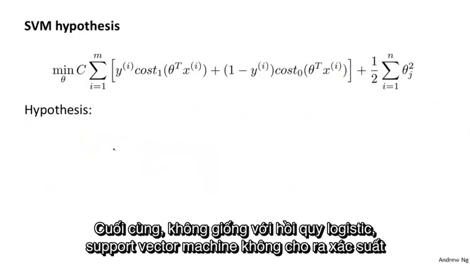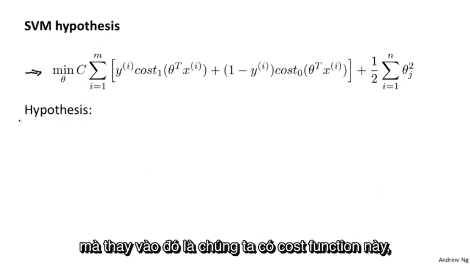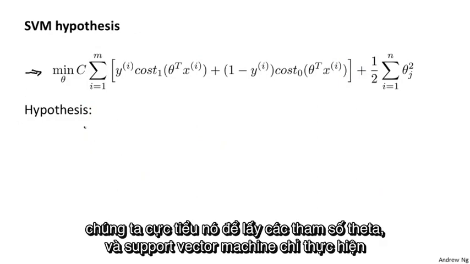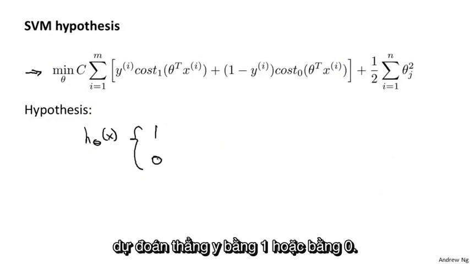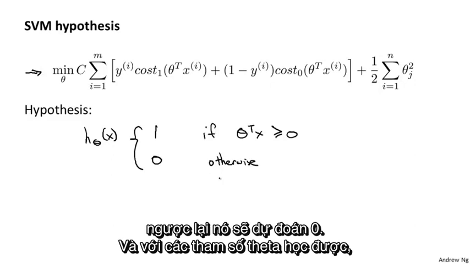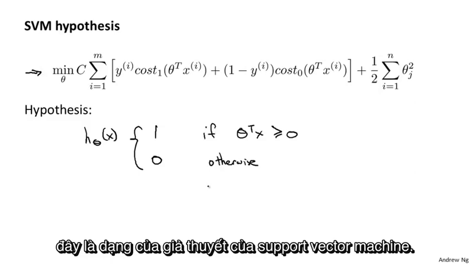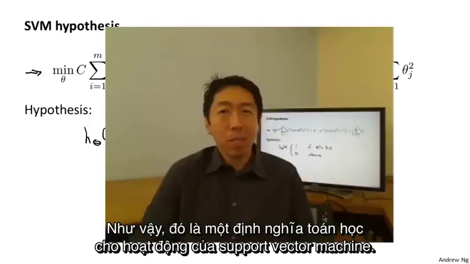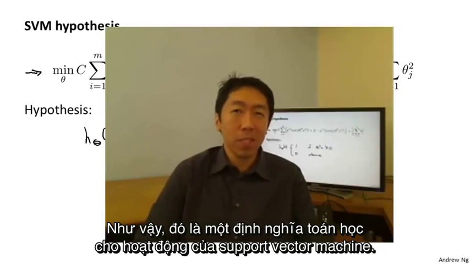Finally, unlike logistic regression, the support vector machine doesn't output a probability. Instead, we have this cost function, which we minimize to get the parameters theta. And what a support vector machine does is it just makes a prediction of y being equal to 1 or 0 directly. So the hypothesis will predict 1 if theta transpose x is greater than or equal to 0, and it'll predict 0 otherwise. Having learned the parameters theta, this is the form of the hypothesis for the support vector machine. So that was a mathematical definition of what a support vector machine does.